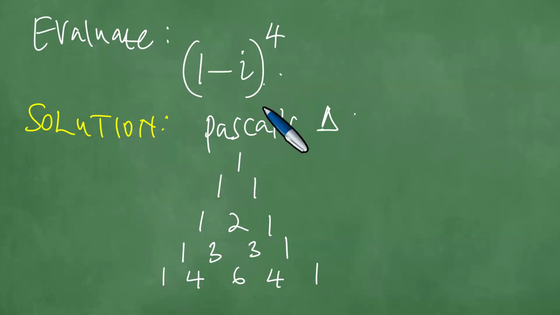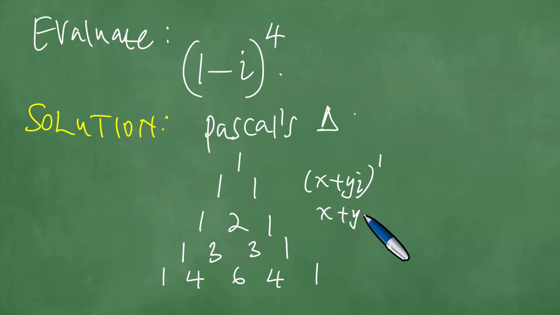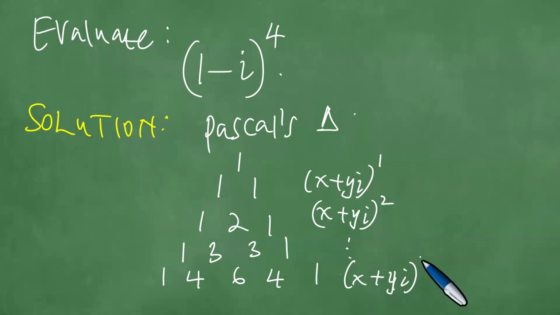You have 1, 1. Because this one is to the 4th power, it will be associated with the expansion of (x + yi) to the 1st power, and these will be the coefficients. This one is going to be the square, this is going to be the cube, and this is going to be the 4th power. So (x + yi)^4, where the binomial coefficients will be 1, 4, 6, 4, 1. This is just an example, but we can do cubes, squares and higher powers. So let's just do this one.